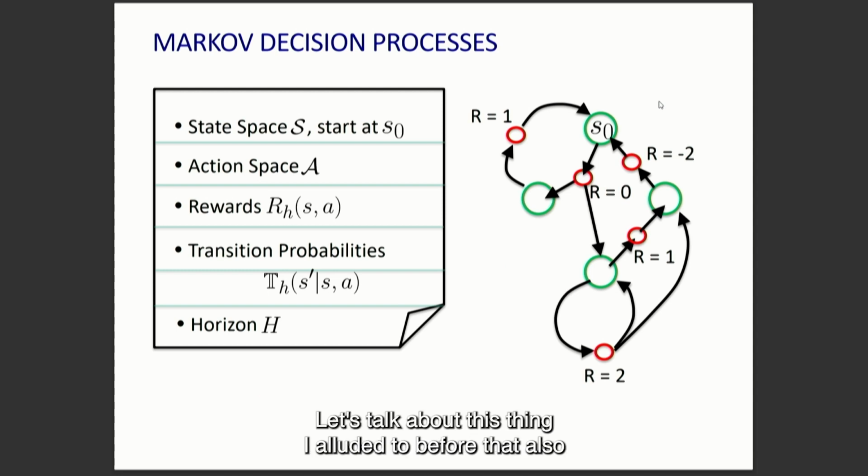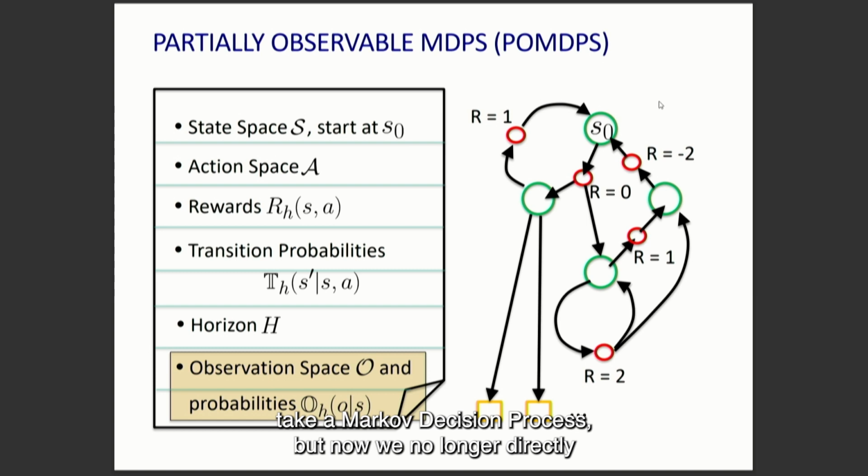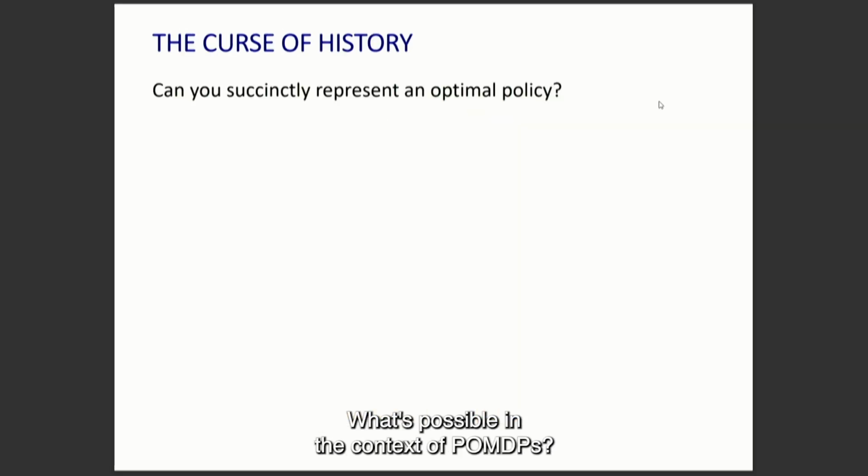Let's talk about this thing I alluded to before that also came up in Tomas's talk, which is we take a Markov decision process, but now we no longer directly see the hidden state. So what if instead, for each state, we get some conditional distribution on observations? That gives us a hint about what state we think we're in, but it doesn't tell us everything. What's possible in the context of POMDPs?